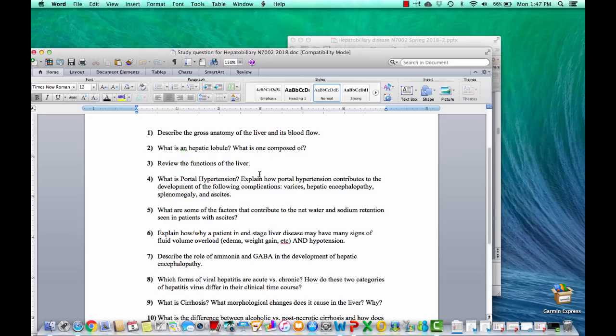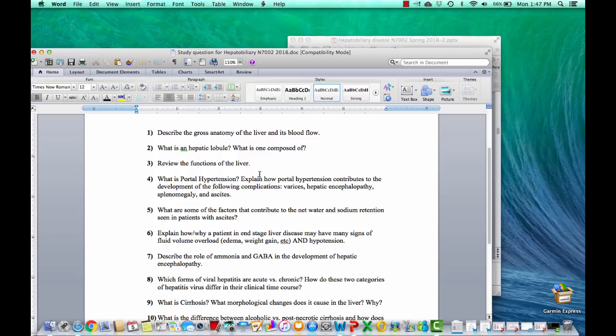So number 6, you can tell how important I think this concept is because I've asked a couple of questions on it already. Number 6, how and why a patient in end-stage liver disease can have signs of fluid volume overload, edema, weight gain, etc., and hypotension. It's exactly what we just said.